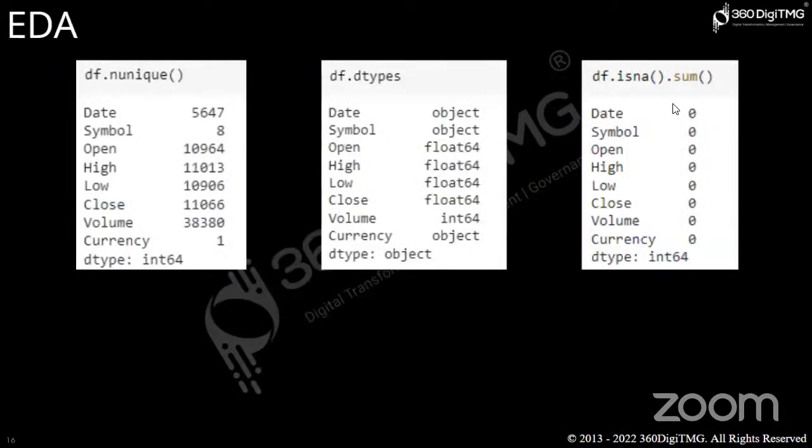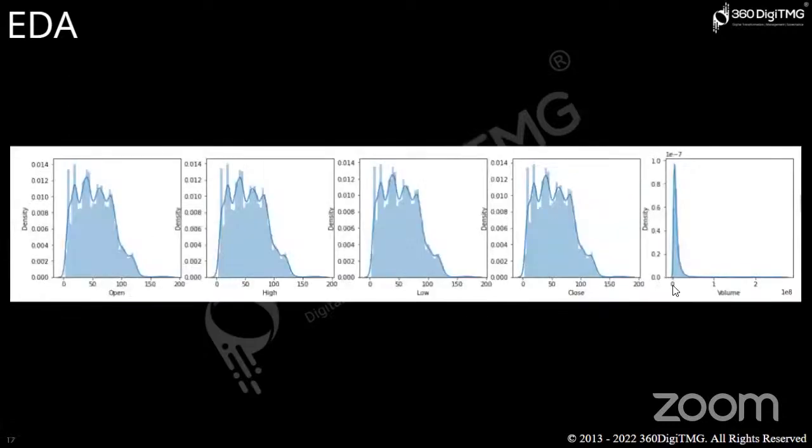So when it comes to EDA, we have looked at the unique values, and we have looked at the data types. We can see that date is an object type, and the remaining columns are all in float format. We also checked whether there are any NA values. Here we have tried to see the distribution of the data, taking a few columns such as open and density, and based on that we are trying to find out what is happening.